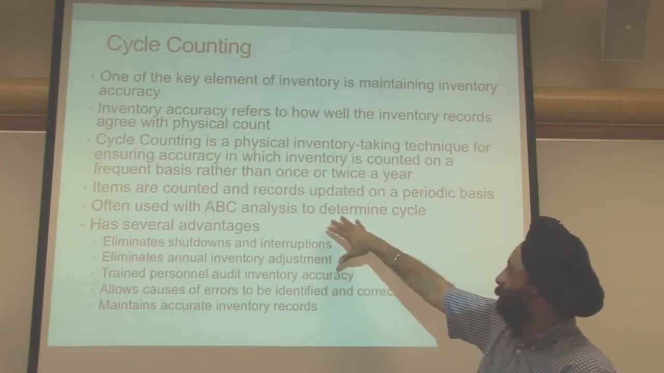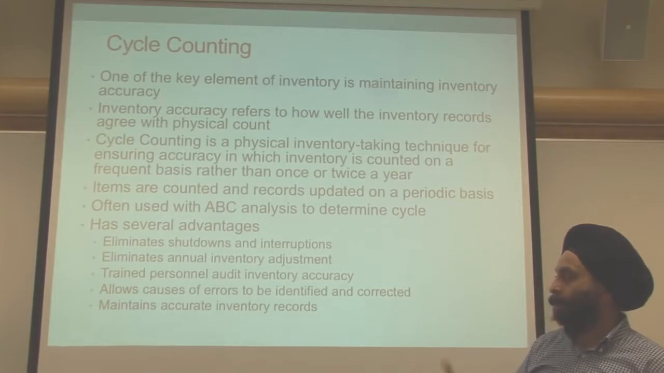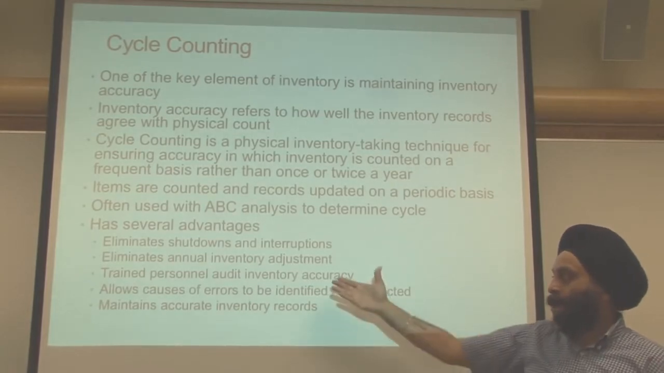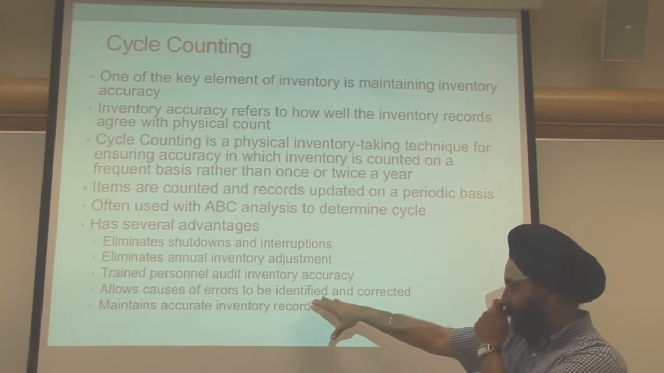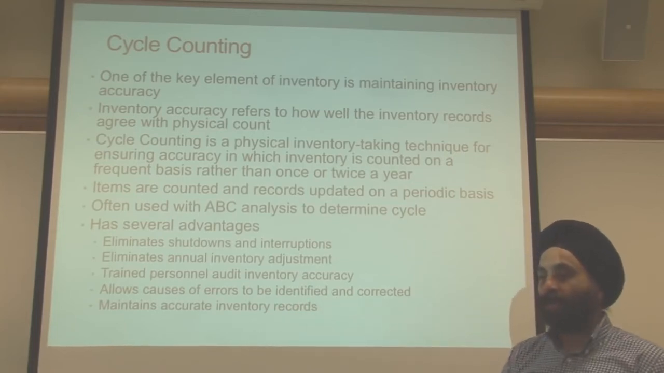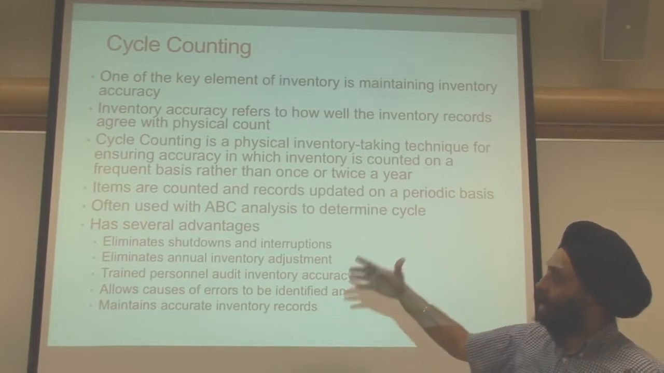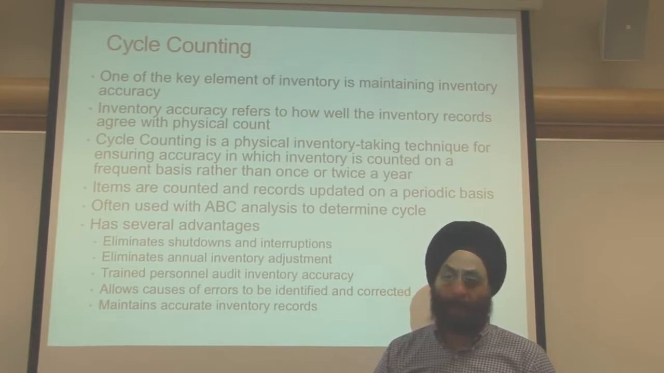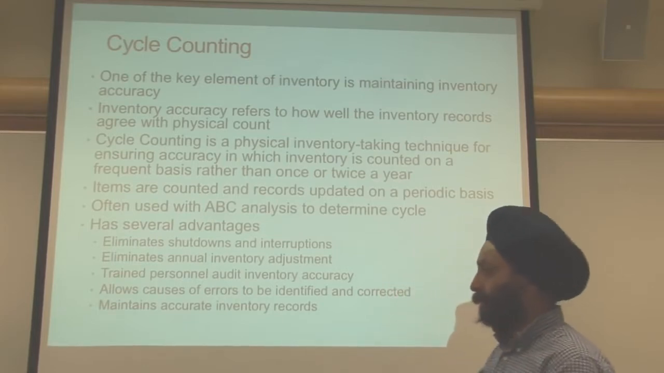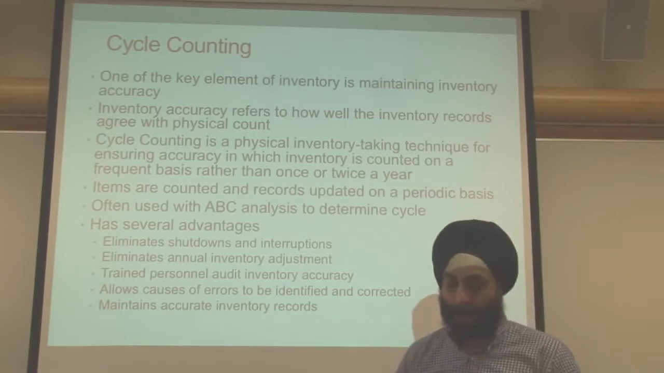So in this case, eliminate shutdown and interruption, eliminate annual inventory adjustment, train personnel, audit inventory accuracy, and allow causes for error to be identified and corrected. So you can see why shrinkage of inventory happens, and more importantly, avoid shrinkage of A items from happening in the first place, because those are the ones you really want to monitor very carefully. Maintain accurate inventory records in this case.